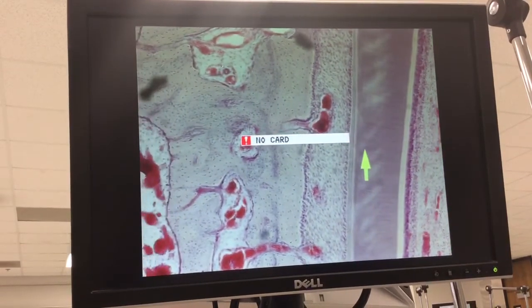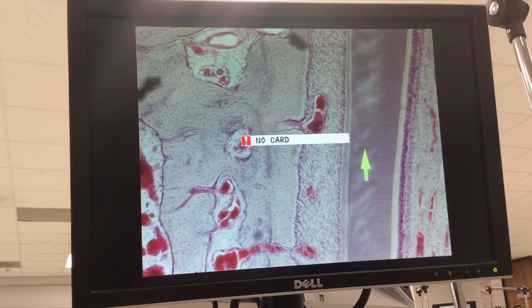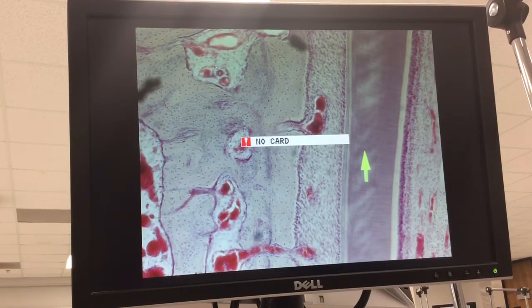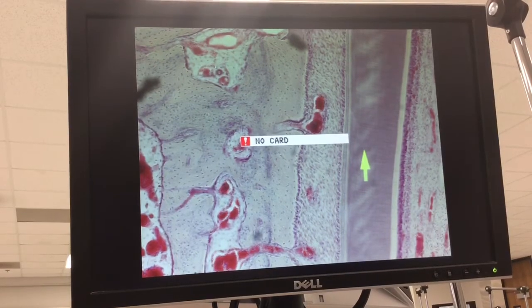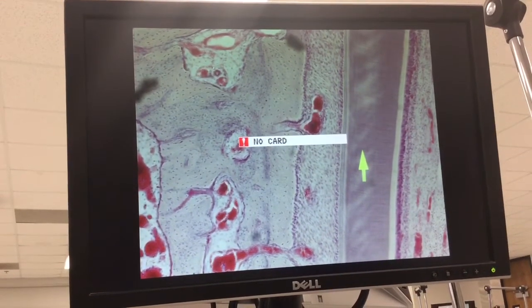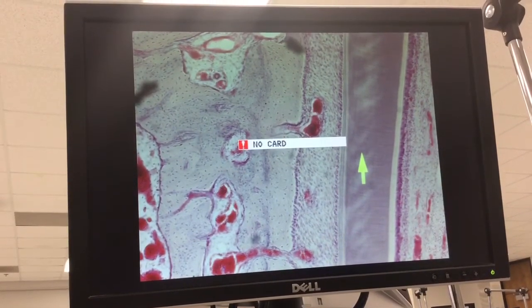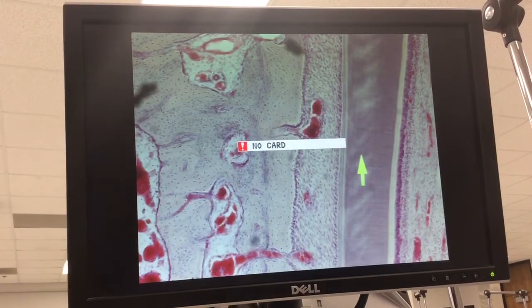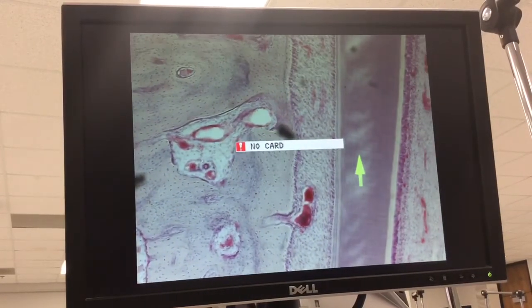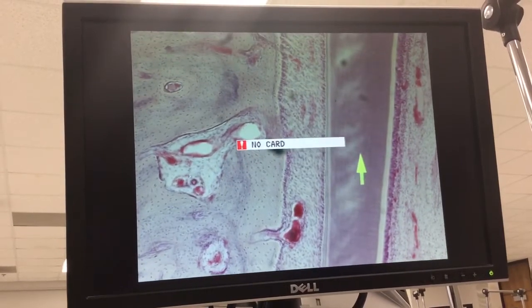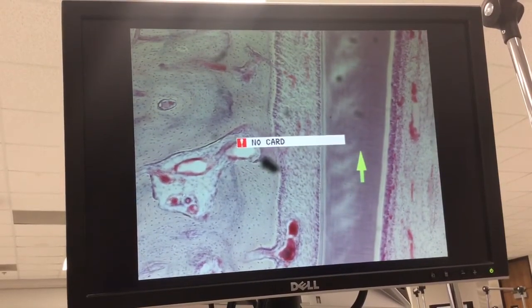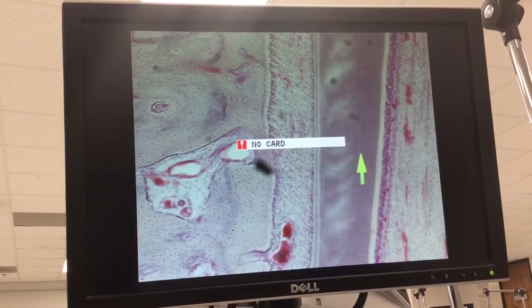And then right along here, and I don't know if it shows up very well on the screen, but you can just make out the lines of von Ebner and realize that these go around like a tree ring. So these are incremental lines. They're going up in the long axis of the tooth. So we have a number of lines of von Ebner right in here.